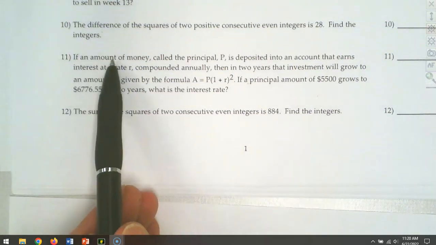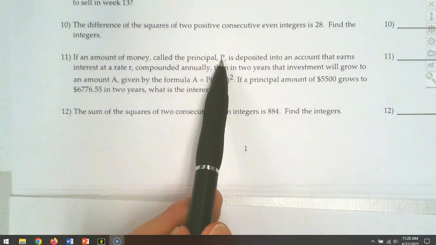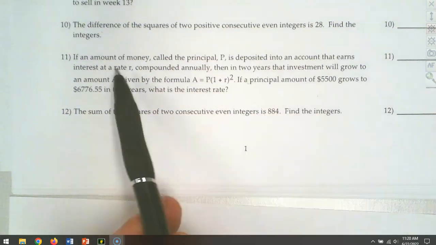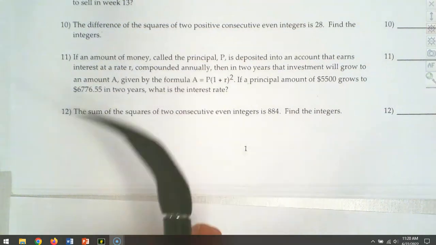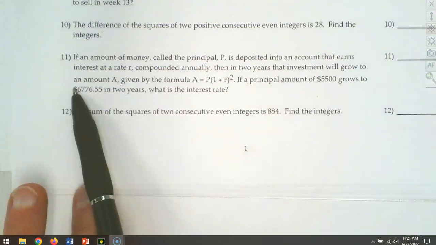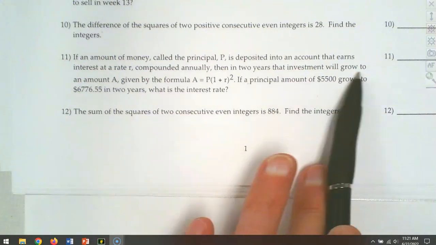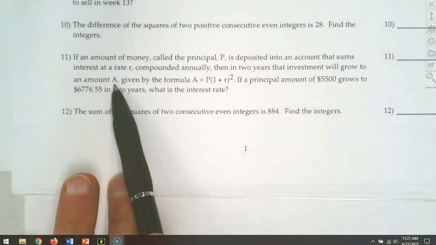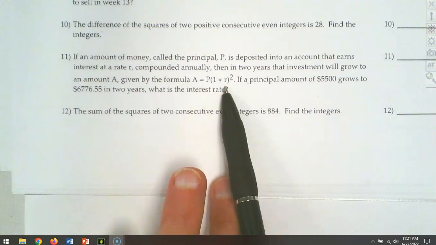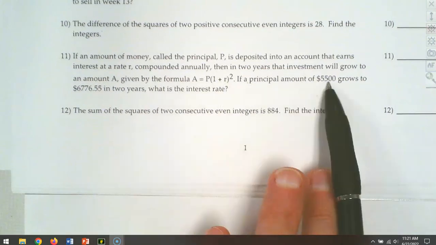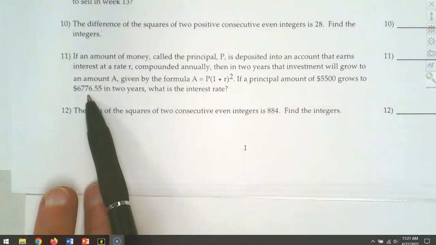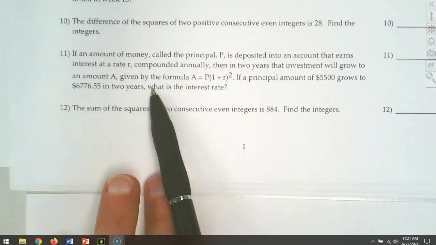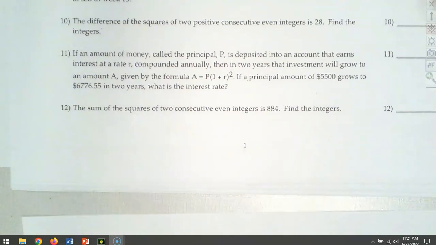If an amount of money, P, called the principal, is deposited into an account that earns interest at a rate of R, compounded annually, then in 2 years, that investment will grow to an amount A, given by this formula. If the principal is $5,500 and it grows to $6,776.55 in 2 years, what is the interest rate?